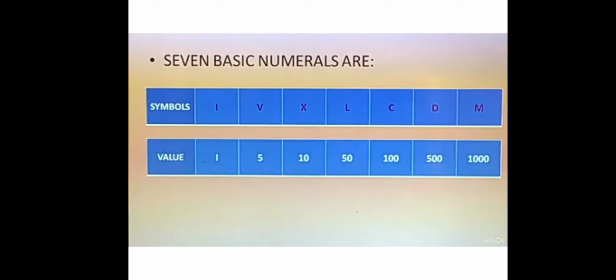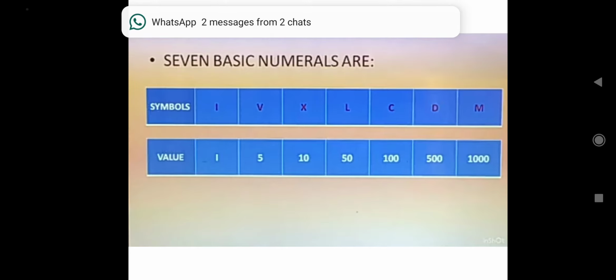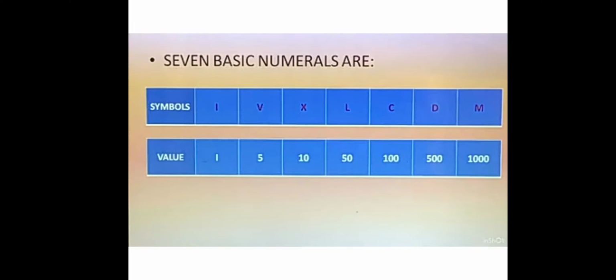So, what is this? Here are the symbols and values. Here are the symbols of Roman numerals, and below them are their values, which they indicate. There are 7 basic numerals. Which are they? I, V, X, L, C, D, M. And below them there are their values.